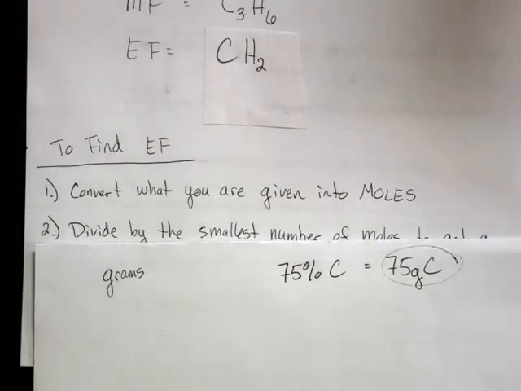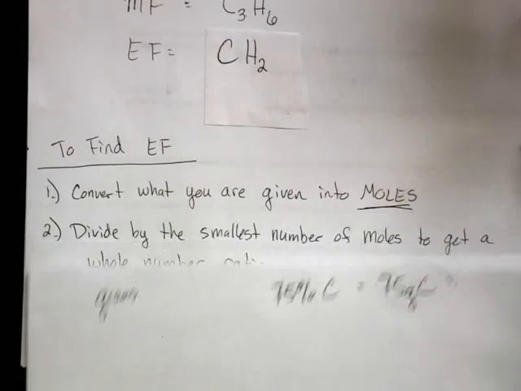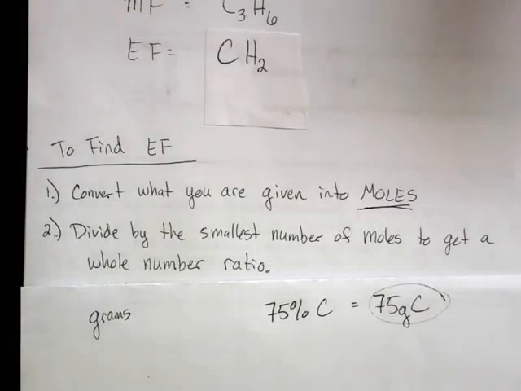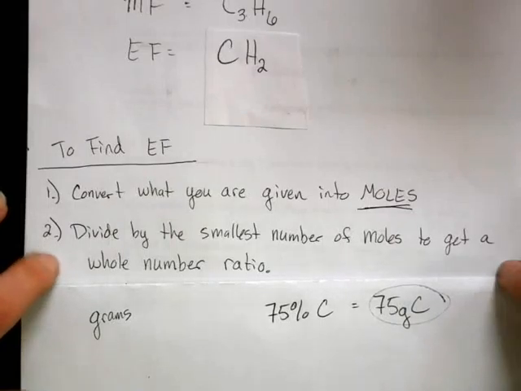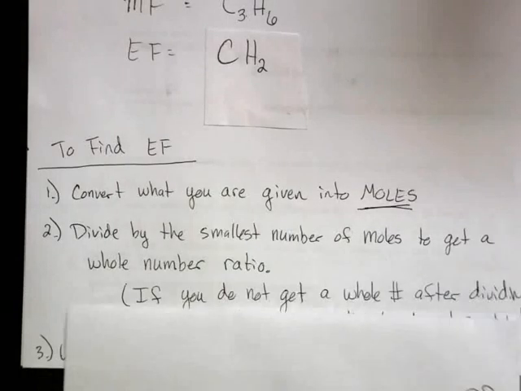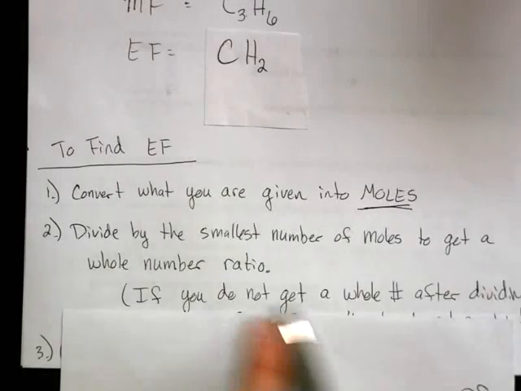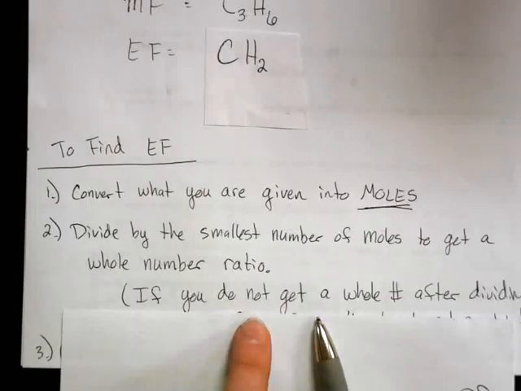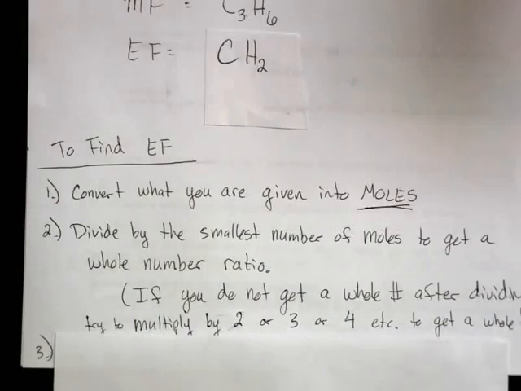Your second step, once we have both of our units into moles, is to divide by our smallest number of moles to get a whole ratio. This makes more sense seeing an example, so I know it might sound confusing now, but we'll see this again with an example. Now, we need that to be a whole number. If we don't get a whole number after we divide, then we have to multiply by either 2, or let's try 3, or let's try 4, or 5, or 6, or whatever, in order to get it to a whole number.